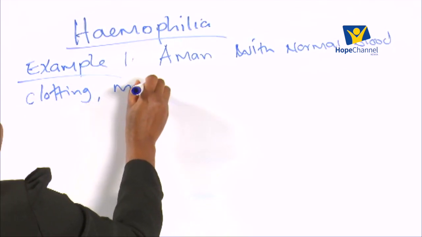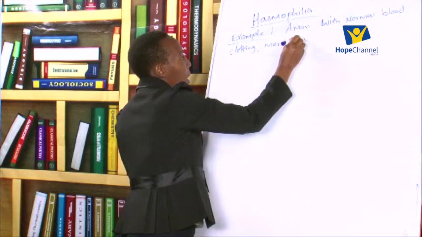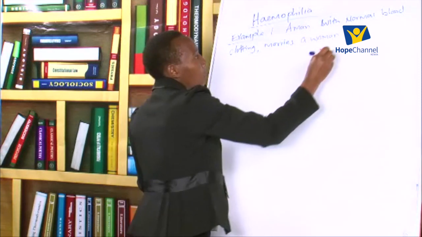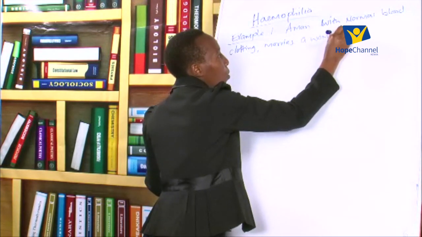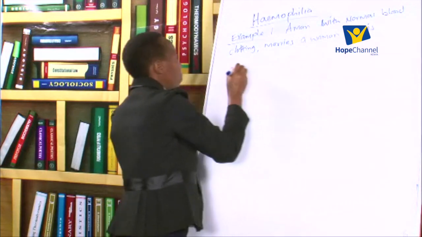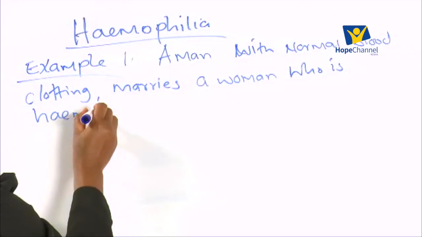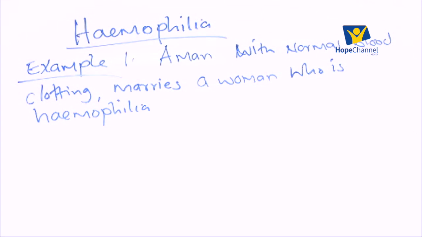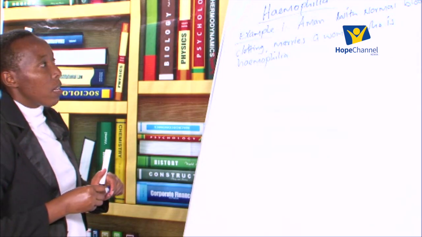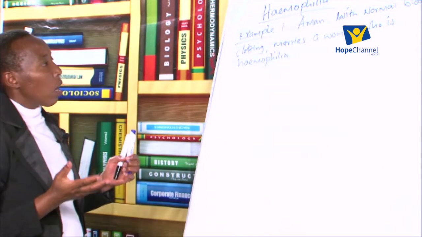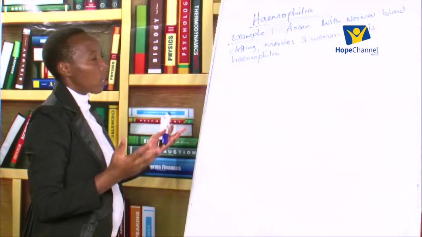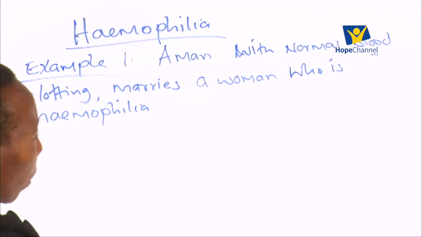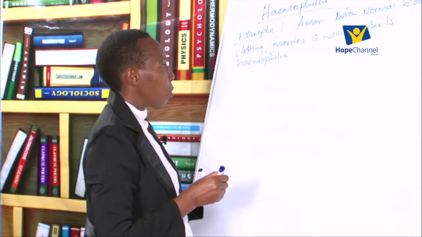marries a woman who is hemophilic. So this woman has the gene for hemophilia, but the man is very normal. So you want to see what will be the genotype of the offspring, what will physically happen. We want to see the offspring that we are going to produce.